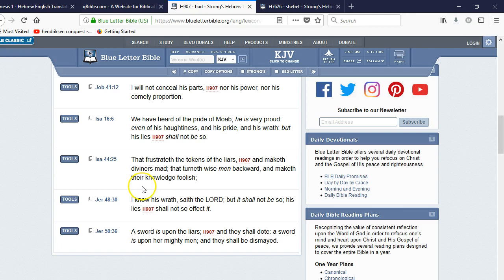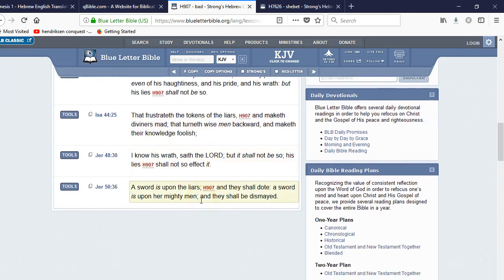Now, Isaiah 16:6, we have heard the pride of Moab. He is very proud, even of his haughtiness and his pride and his wrath, but his lies shall not be so. Isaiah 44:25, that frustrateth the tokens of liars and makes diviners mad. Jeremiah 48:30, I know his wrath, says Yahweh, but it shall not be so. His lies shall not so affect it. And then Jeremiah 50:36, a sword is upon the liars, and they shall dote. A sword is upon her mighty men, and they shall be dismayed.